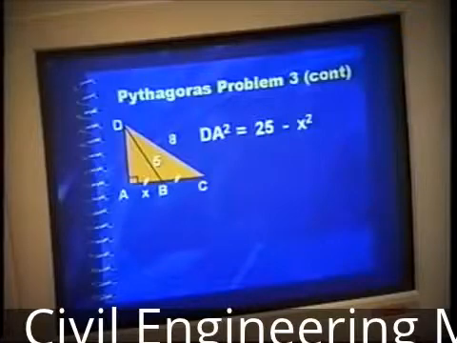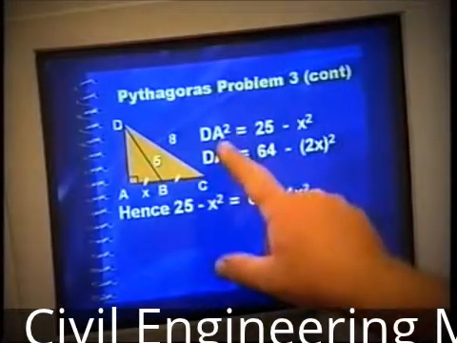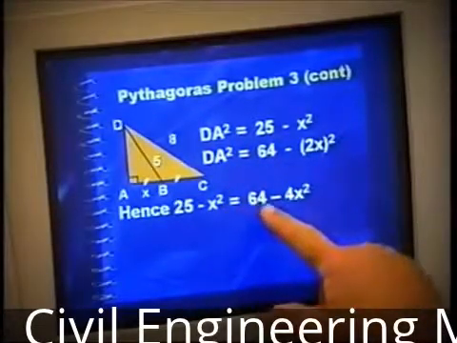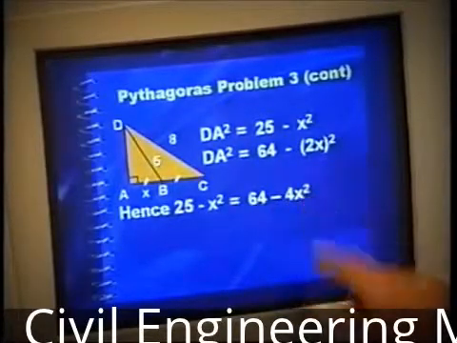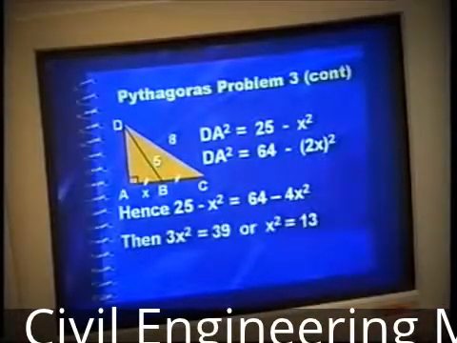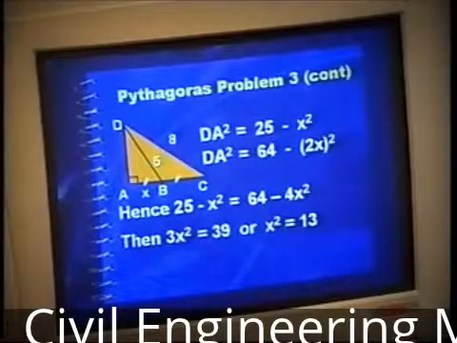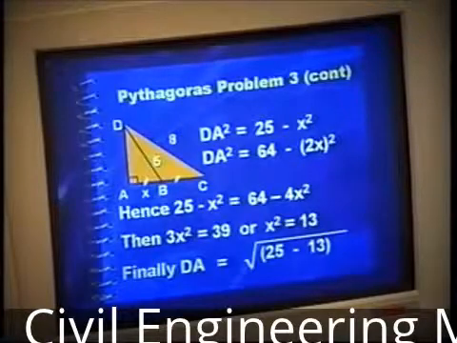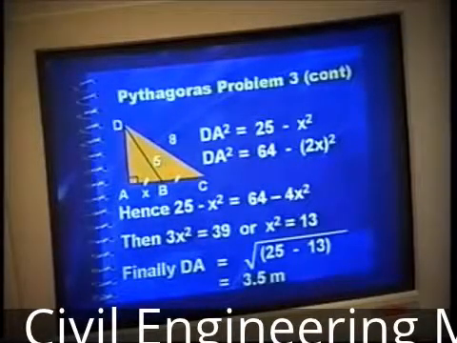When you work that out, then here we've got those two equations. dA squared must be equal to dA squared. In other words, 25 minus x squared must be equal to 64 minus 4x squared. If you square that, you get 4x squared. You have to perform some algebra. You get 3x squared as 39, x squared as 13 as a result, and then we have to take the square root to get the value for dA, and if you do that, then you finally get 3.5.